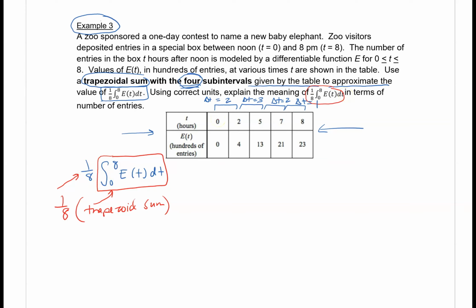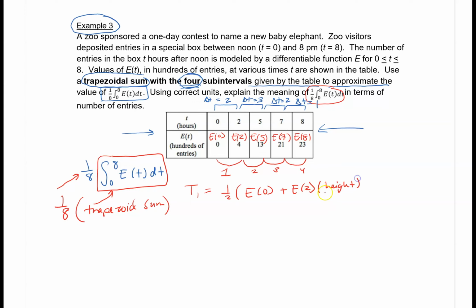So let's first do the trapezoid sum. Notice I have 4 subintervals. This is interval number 1, interval number 2, interval number 3, interval number 4. This is my E(0), E(2), E(5), E(7), and E(8). So these are all of my y values, or my bases, if you will. So for trapezoid number 1, I'm going to do 1/2 base 1 plus base 2 times height, right?